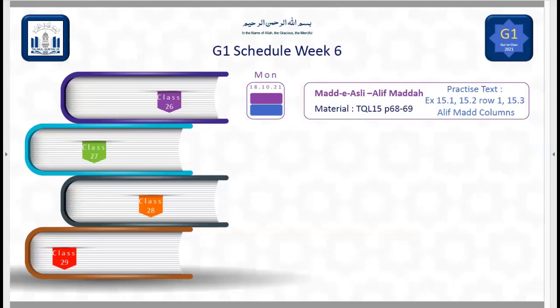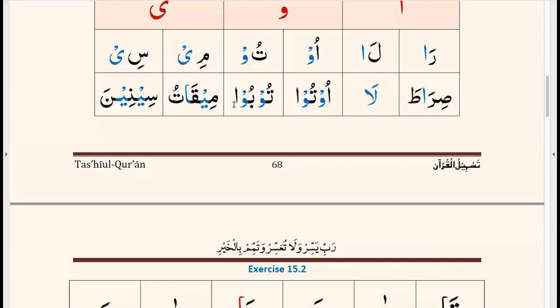Okay, let's go through what we are doing today. So today we will be covering Madde Asli, and from Madde Asli we will just be covering Alif Madda today, and the rest you will be covering in the next few classes. The material is on page 68 to 69, and the practice text is exercise 15.1, 15.2, row 1, and 15.3, just the Alif Mad columns. Okay, let's now get to it and start our class.